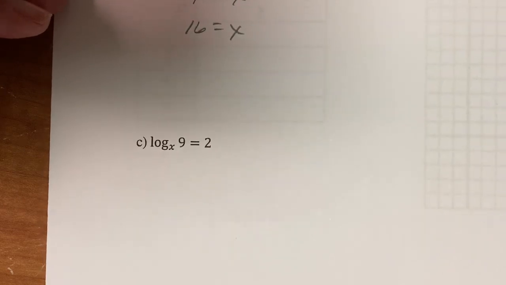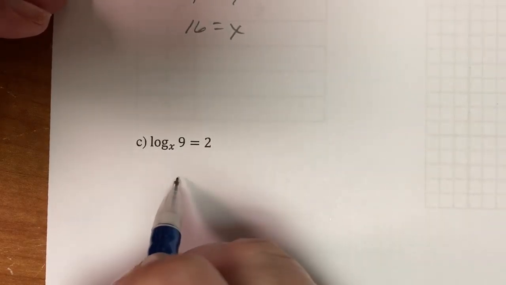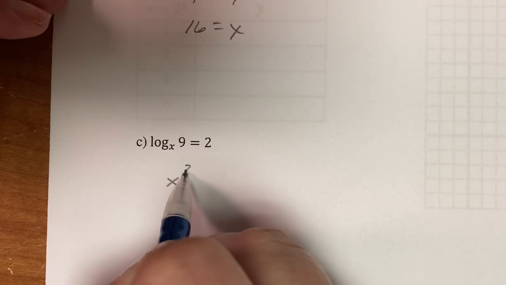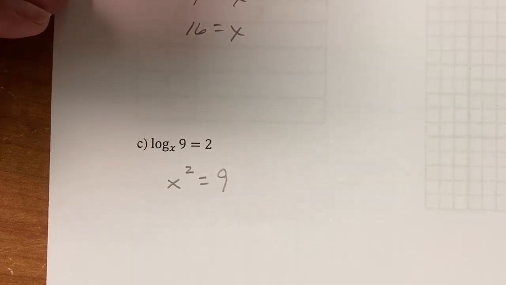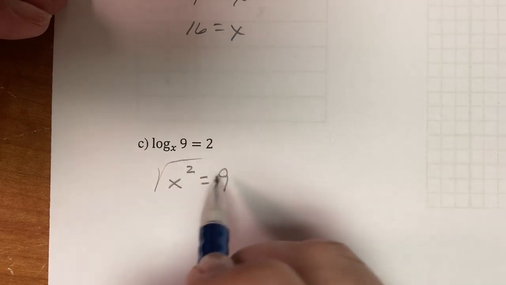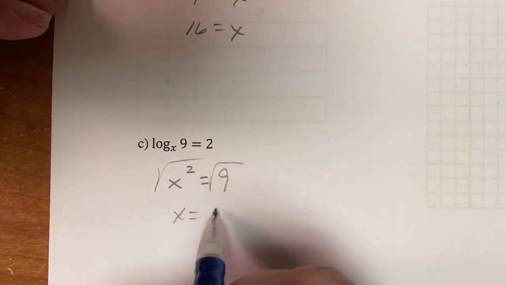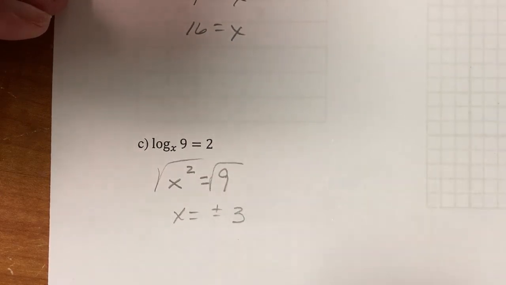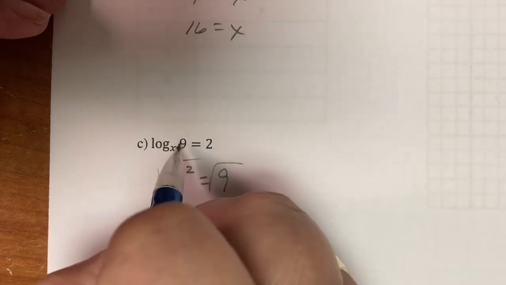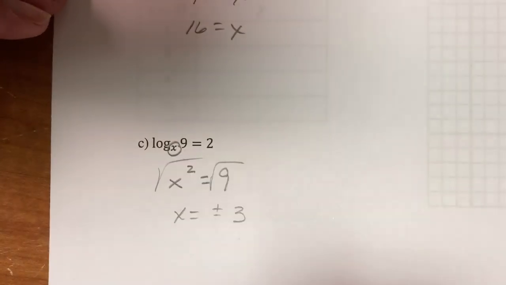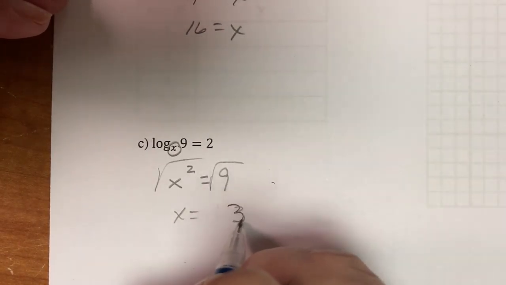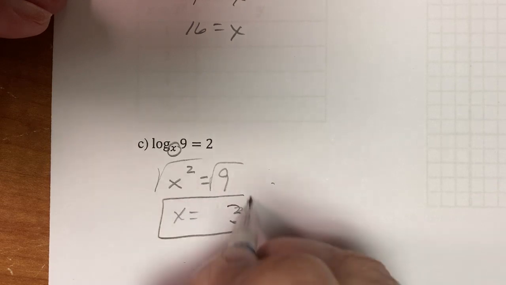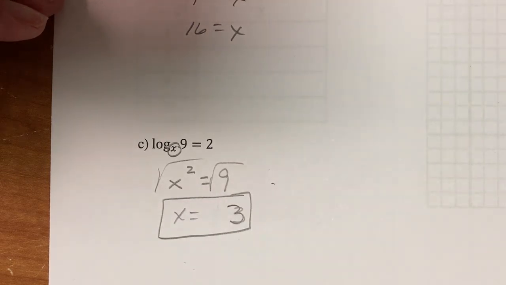And finally, let's change this to its related exponential. It would be x to the 2nd equals 9. Now technically I would square root both sides and the answer would be plus and minus 3. But remember, in our definition, this base has to be positive. So we don't have the negative 3. So our solution is just x equals 3.